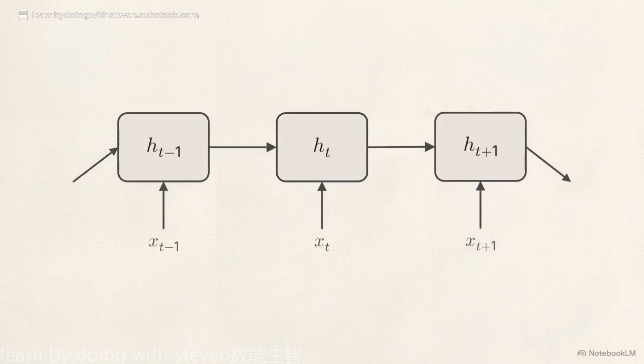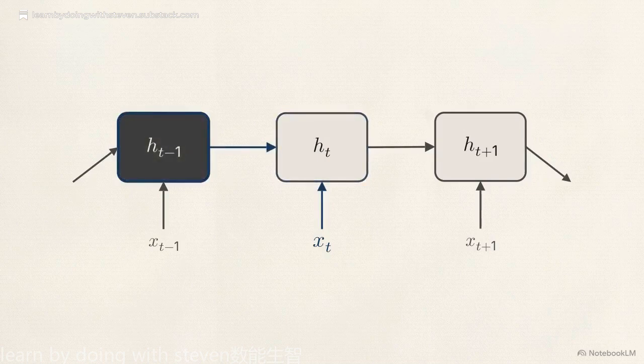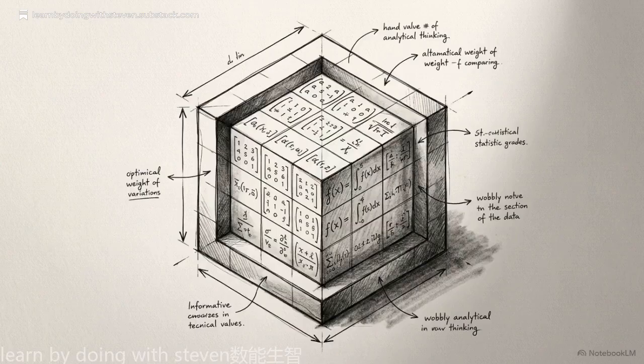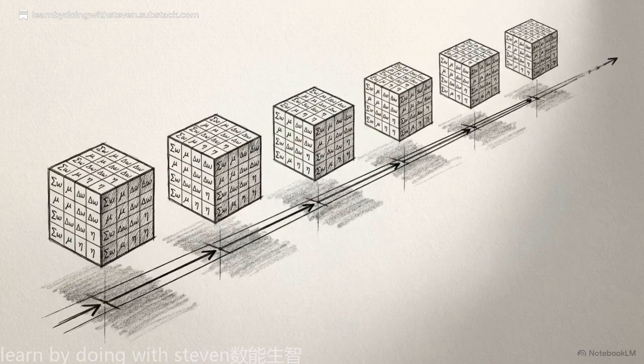At any given time step t, the output is calculated using both the new input arriving right now and the hidden state passed forward from the previous step, t-1. The network isn't learning a new set of rules for every step. It reuses the exact same weight matrix, updating it sequentially at every point along the timeline.